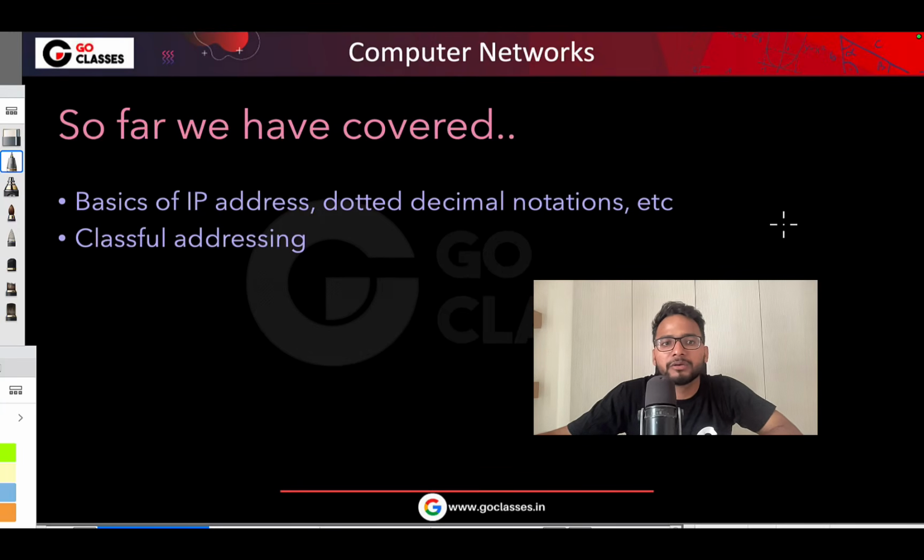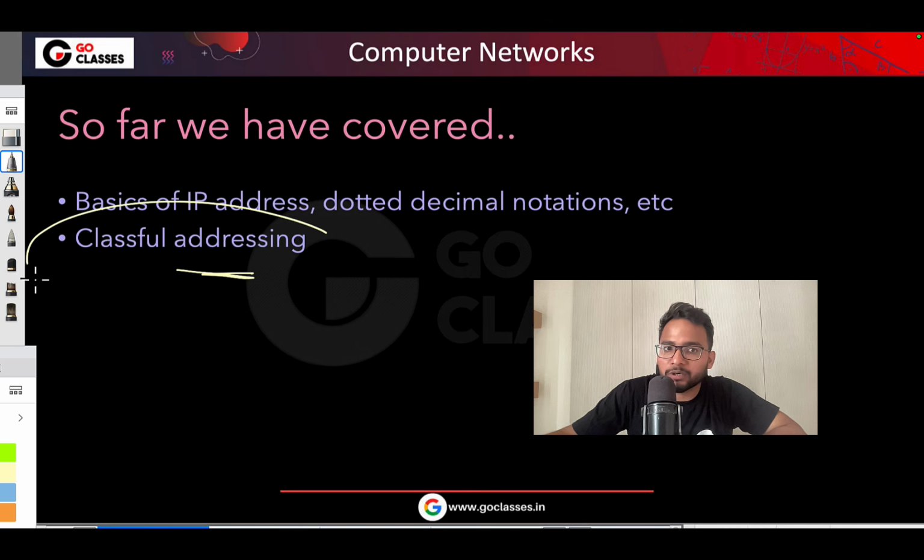Hi everyone. So far we have covered a few basics of IP addressing, which is dotted decimal notation and a few other things. And then we have seen what classful addressing is, right? Now we have seen what the problems with classful addressing are. So we will be going with another type of addressing, which is called classless addressing.